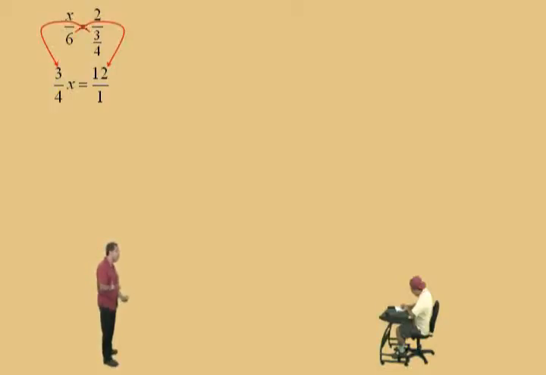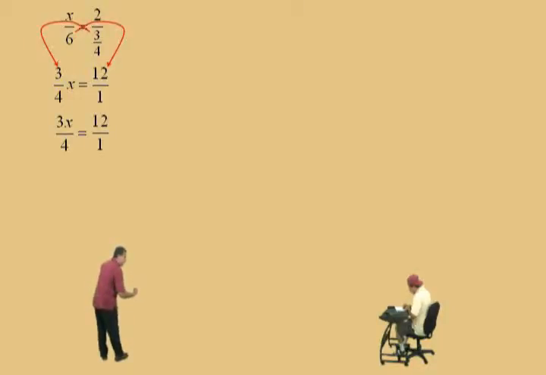Now, how do you write a whole number as a fraction, Charlie? Put it over 1. That's right. And so now, left-hand side, we have 3/4 times x. Now remember, 3/4 times x means 3 over 4 times x over 1. And so we get 3x over 4. For our left-hand side, it's the same thing. And that is equal to 12 over 1.